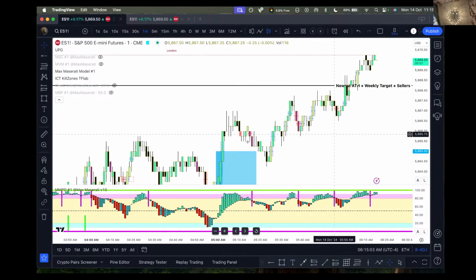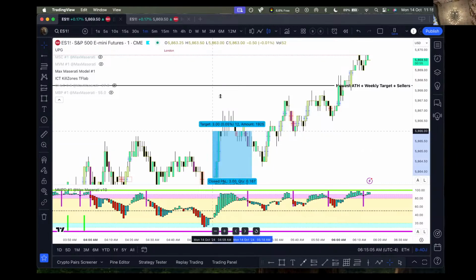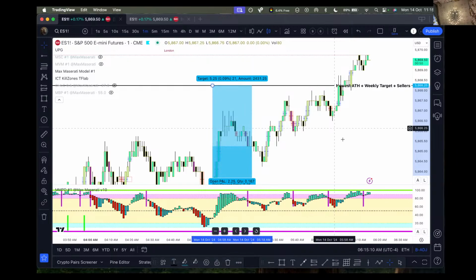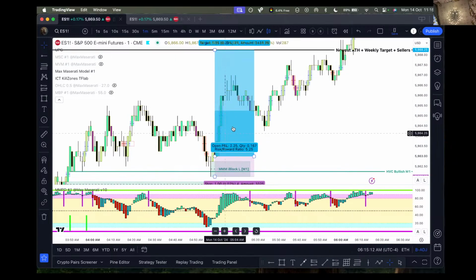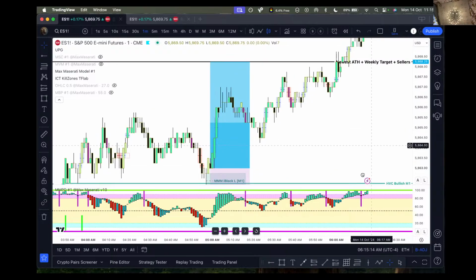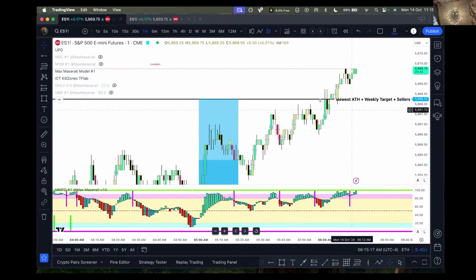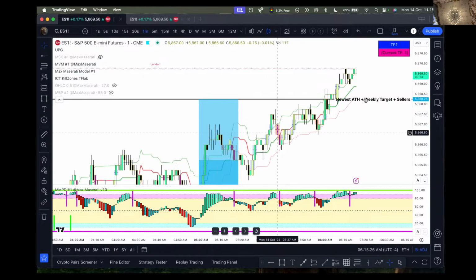And if you wanted to target the ATH, it would have been like 1 to 5. And as you can see, the market keeps going up. You could keep using the MVM to see if price still stays above the bullish market volatility band, and then you just keep trailing.